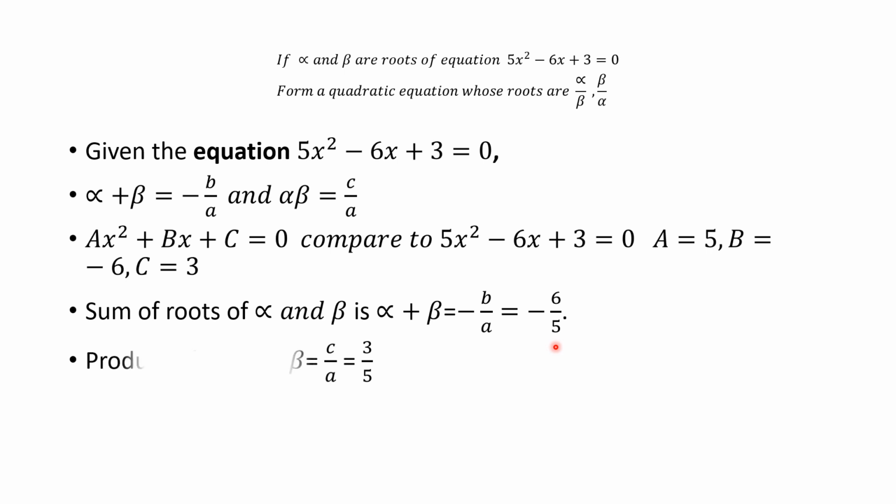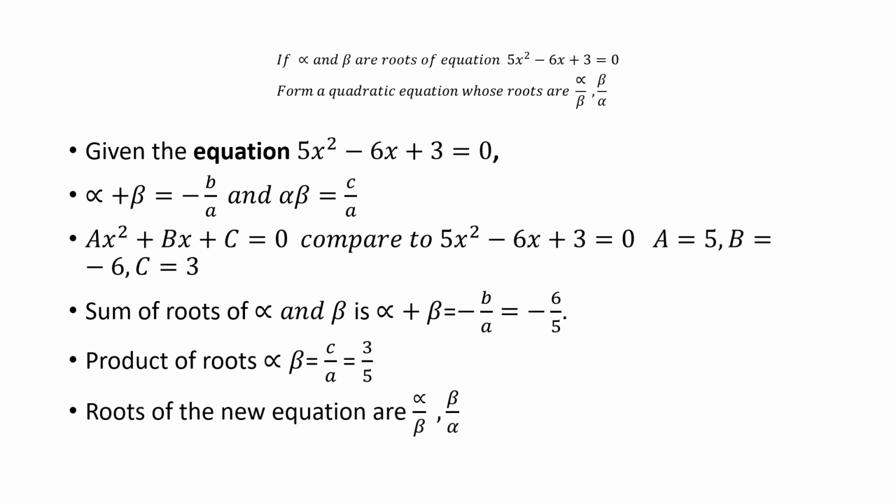So I can get my product of roots too. My product of roots, alpha beta, equals what? c is 3 over 5, right? So I have gotten that. Now the roots of the equation that we are asked to form, the new one, are alpha over beta and beta over alpha.